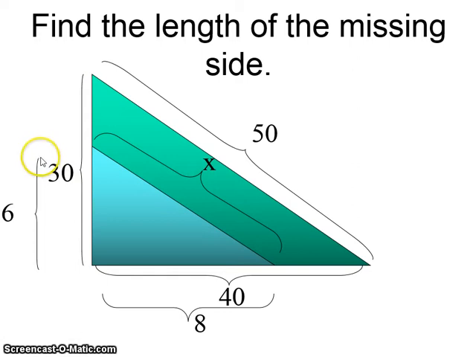Do you see how the 6 runs from here to here? It's talking about this height of the blue triangle. The 30 is from here to here. It's talking about the height of the green triangle. The 40 is talking about the base of the green triangle, and the 8 is talking about the base of the blue triangle. The x corresponds with the hypotenuse of the blue triangle, and the 50 corresponds with the hypotenuse of the green triangle.